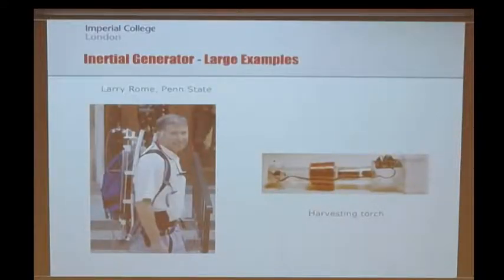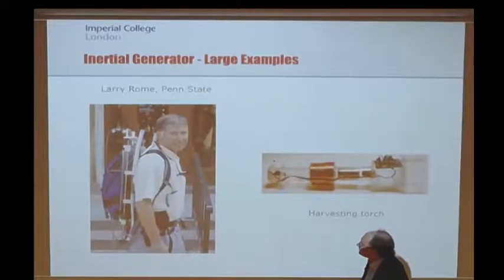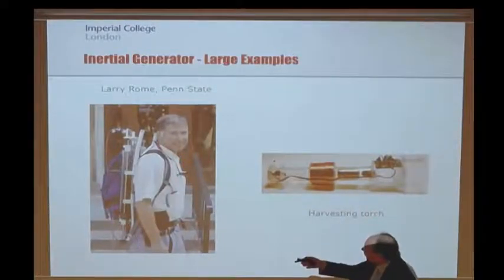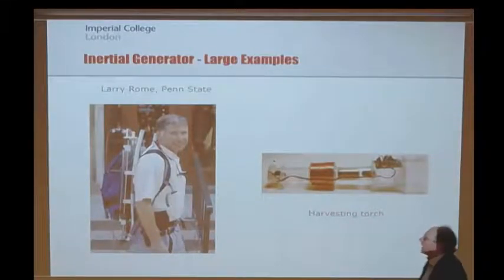So in terms of inertial generators, some previous examples then, I've already talked about this torch concept where we have a magnet here that shuttles up and down and goes through this coil here. There was a backpack here that came out of Penn State. The idea is you walk along, the contents of the backpack move up and down, and you can get a little bit of energy generated that way.